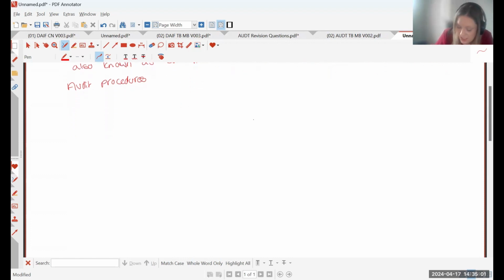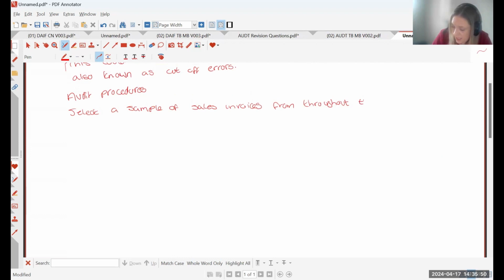So we're going to select a sample of invoices. Select a sample of sales invoices. Let's be very specific. Select a sample of sales invoices from throughout the year, because we want to check what's the typical date. So we want to look at generally throughout the year, what is the invoice date in comparison to the dispatch date? So select a sample of sales invoices from throughout the year. Yeah. And then inspect the relevant dispatch note.